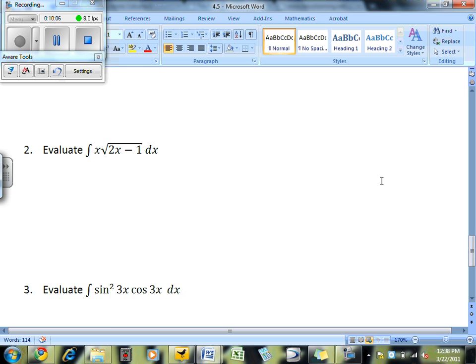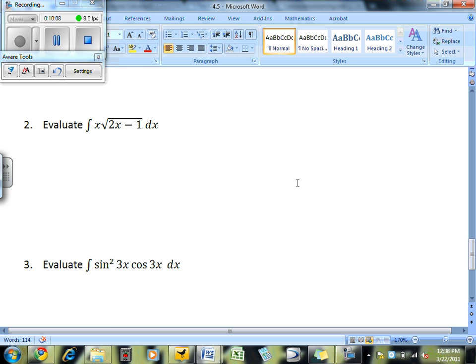The next one here. Well, we have something inside. We have a function inside of a function. So we can make the inside equal to u. Let's let u equal 2x minus 1. So we have the integral of x times u to the 1/2 power dx.